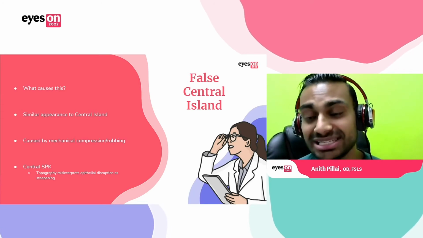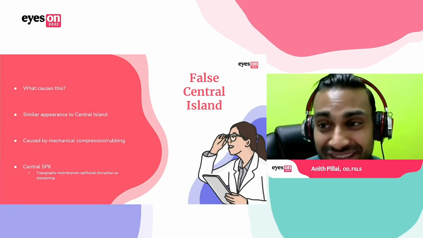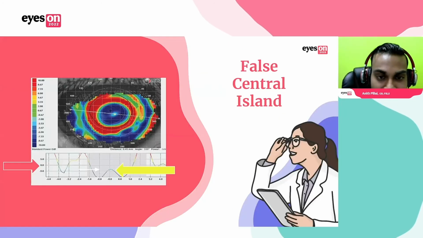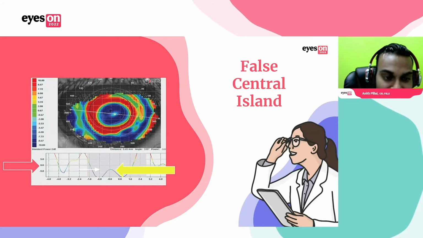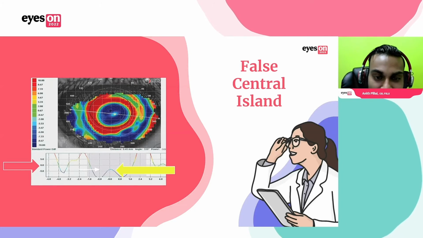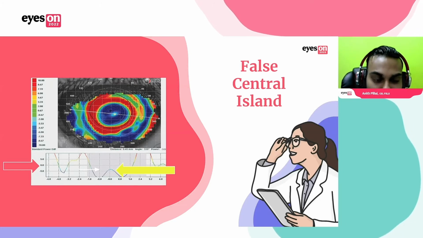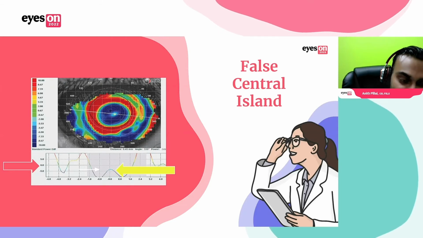So it's important to differentiate these two because they're caused by different things, and more importantly, you fix them completely differently. What this arrow is showing is that in a false central island, you'll see this little bump of steepening, but it's not very much. In a true central island, that bump will be much higher. So if you see this map, it goes from -5 to +5.